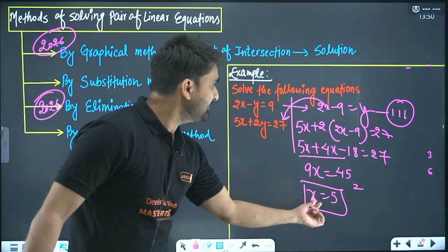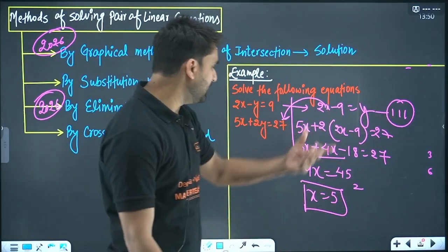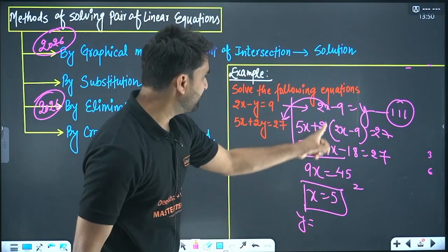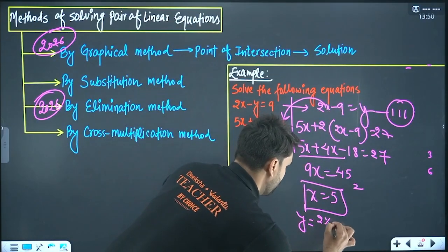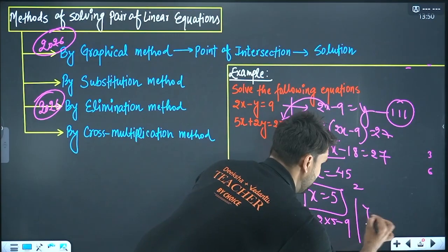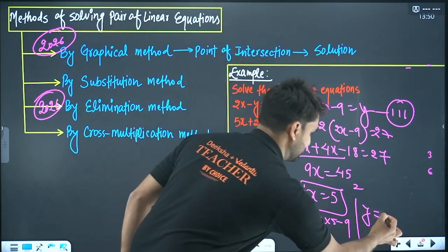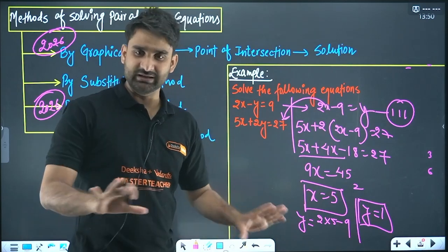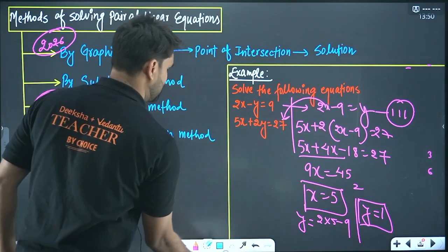Now putting this x in the third equation, we can get the y value. So y would be, listen, 2 into 5 is 10, minus 9, so y would be 1. So this is the solution: x is 5, y equals 1. Is it clear? Now moving to the elimination method, my dear.